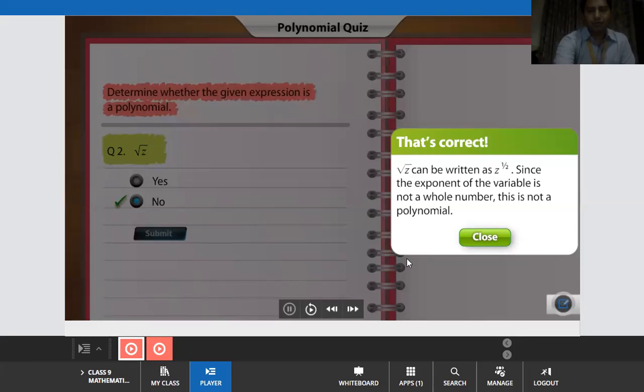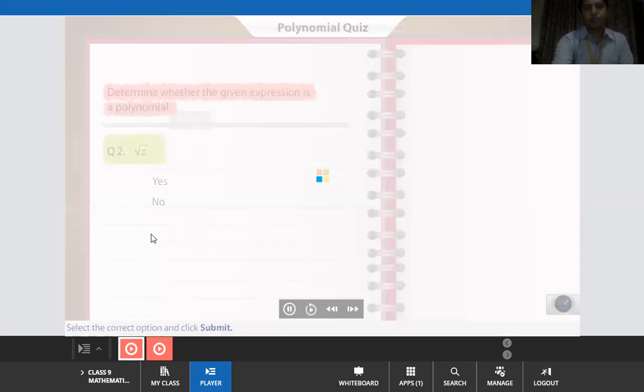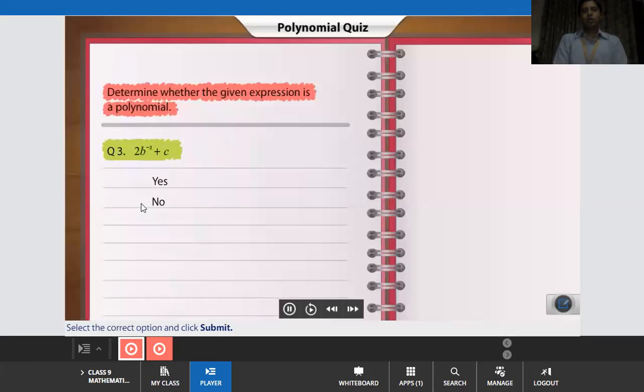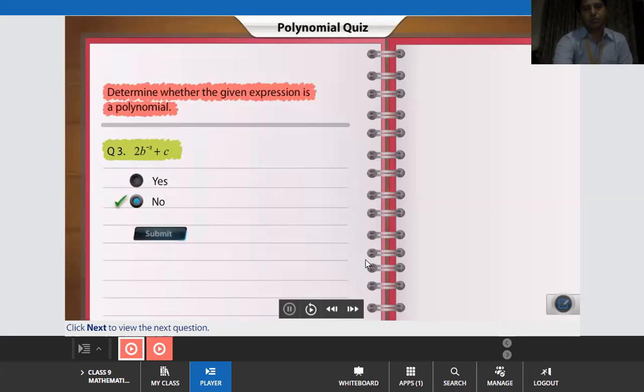Now, next question. 2b raised to power minus 2 plus c. Select the correct option and click submit. Here, the variable is b and the power of b is the negative number minus 2. As b is raised to power minus 2 and minus 2 is not a whole number, this is also not a polynomial. So we'll click no here and then submit it. That's correct. Now next question.